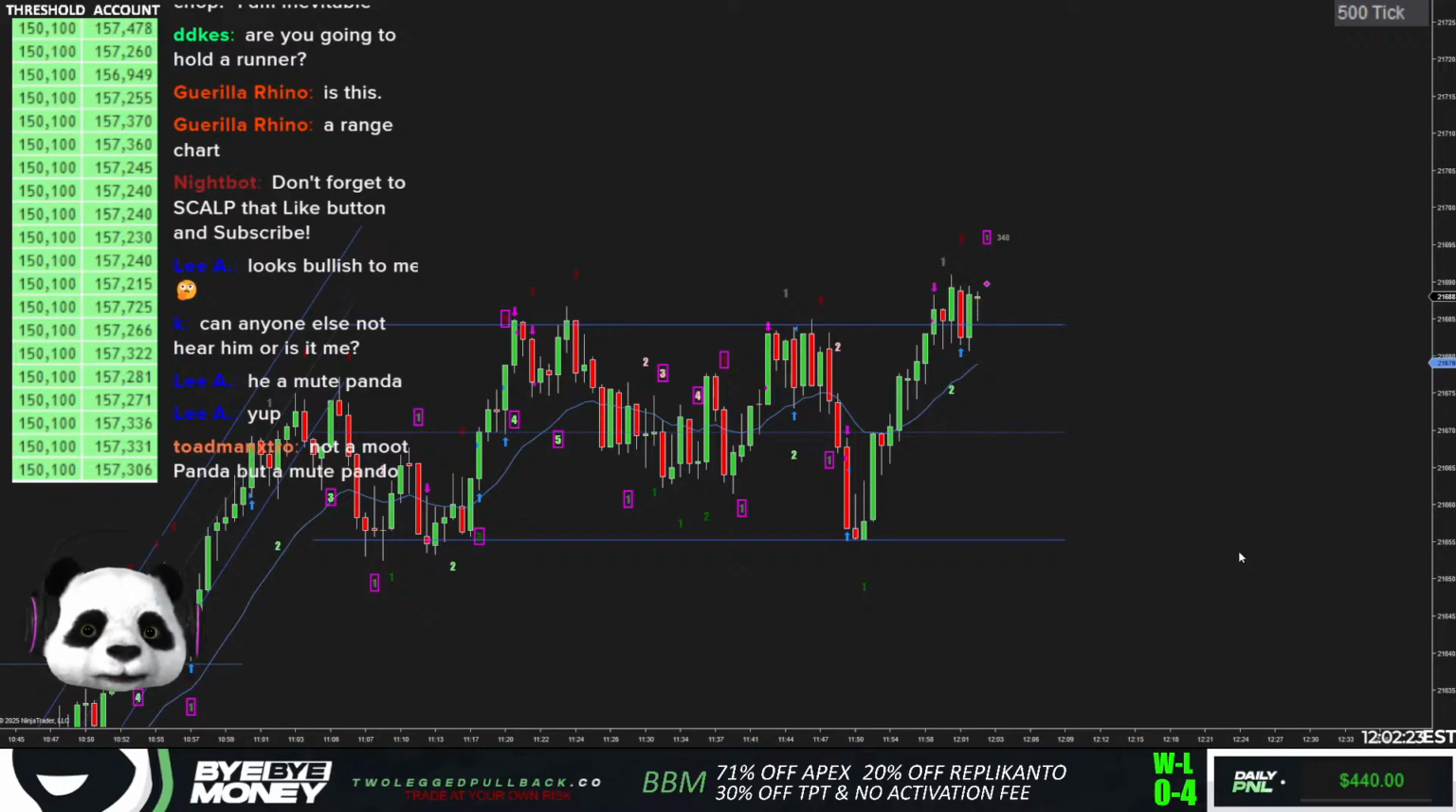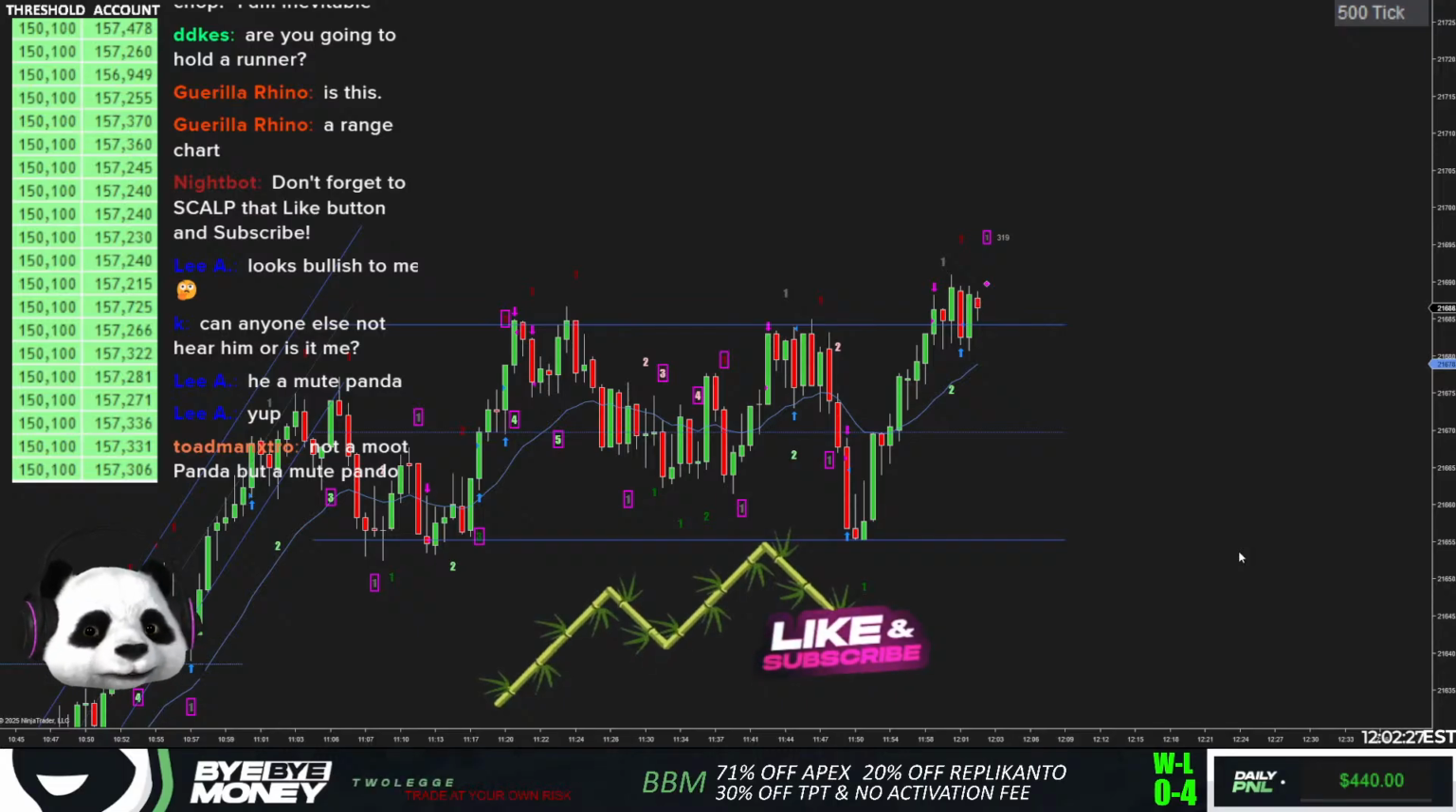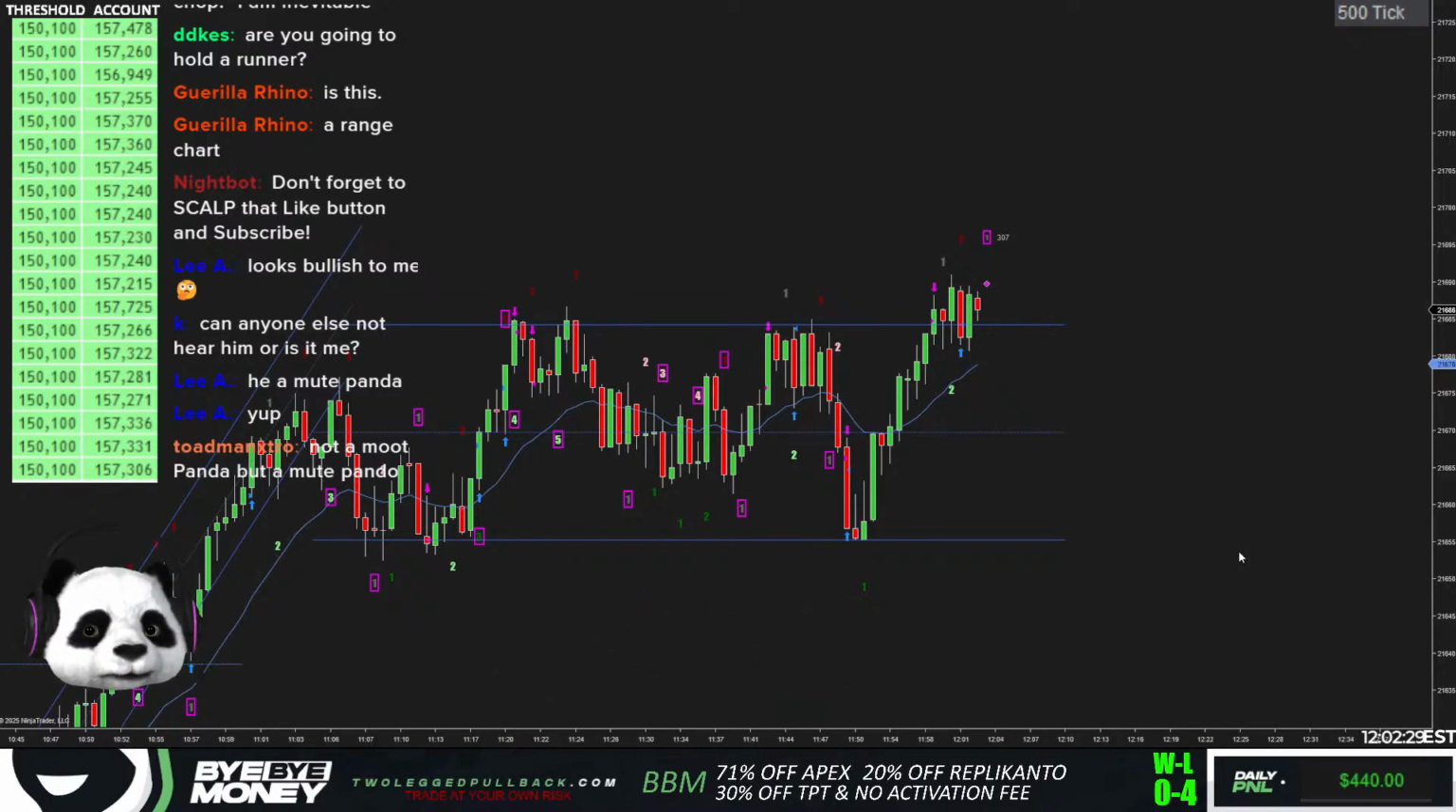Not a wash. I mean, we're up 440. It's not bad. I don't know. 440 is fine. Being up 440 is great, actually, but it still feels like a loss today because the price action is so terrible. That's how you know the price action is terrible.